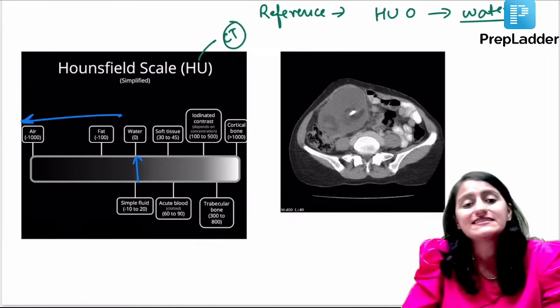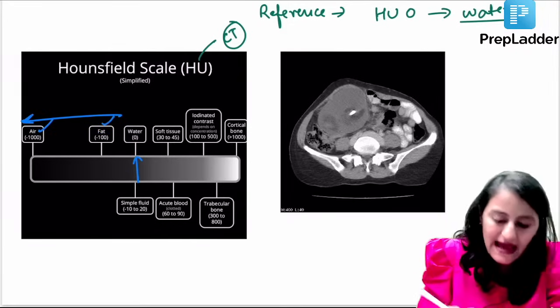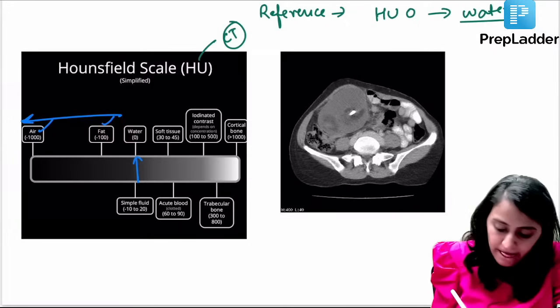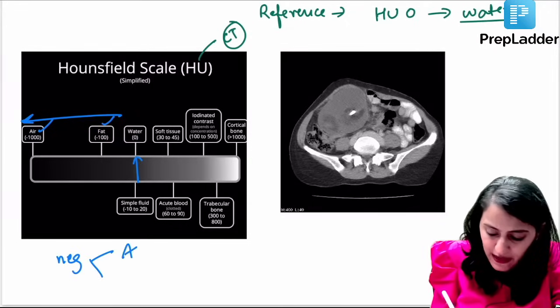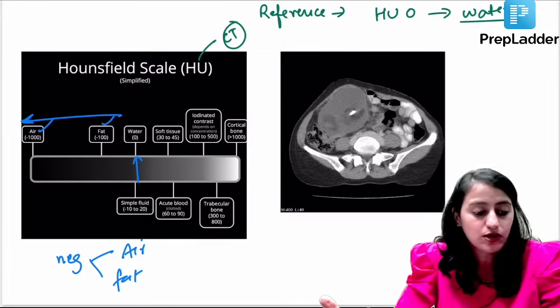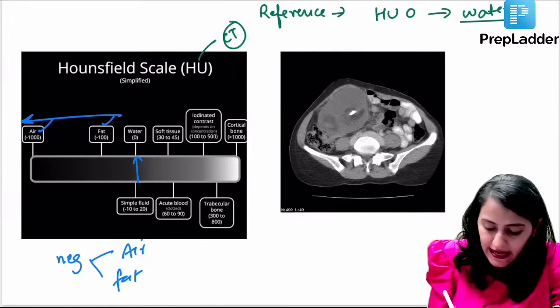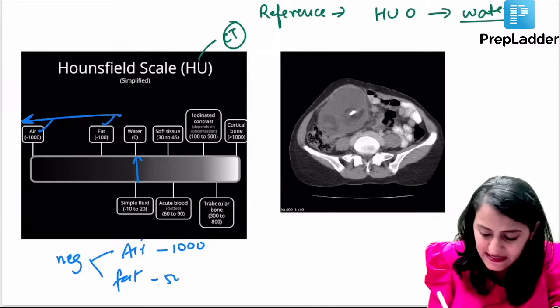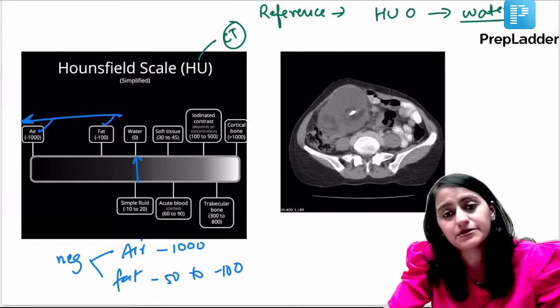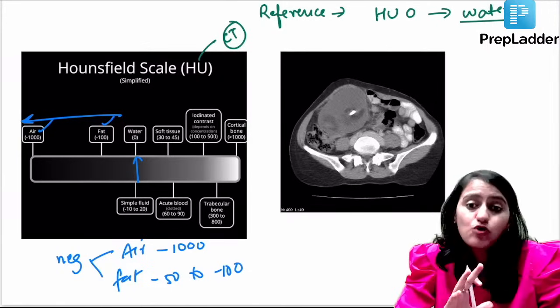Whatever is less dense than water has a negative HU value. So remember, air and fat, very, very important. What substances have negative HU value? It is air and fat. Fat is like oil, which is less dense than water. So remember that it is going to be a negative HU value. Air is minus 1000, fat is minus 50 to minus 100. So both of them are going to appear dark, appear black on CT.